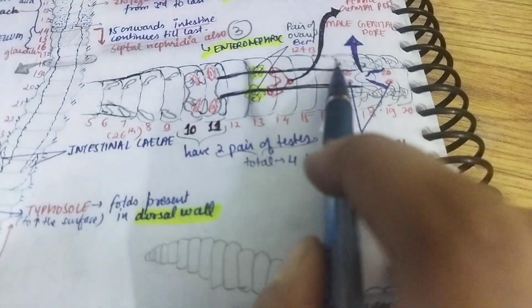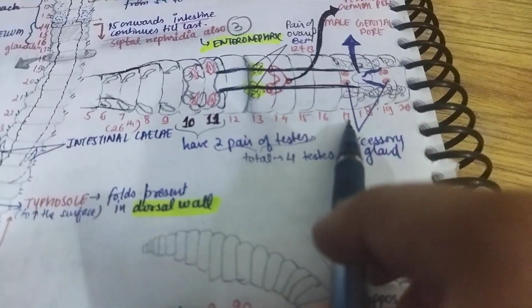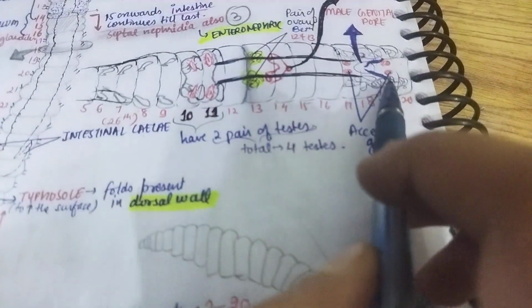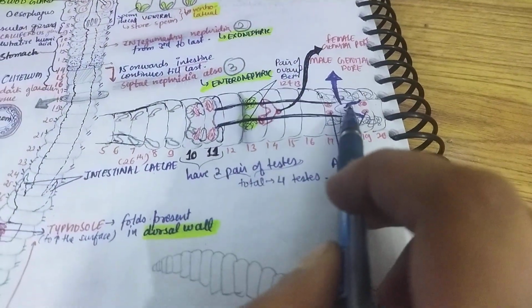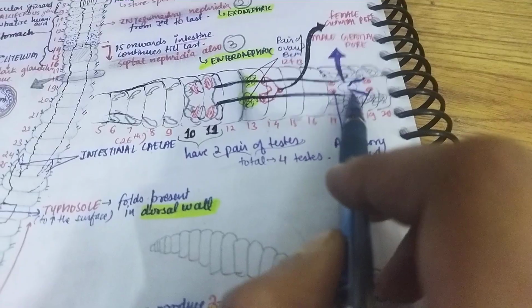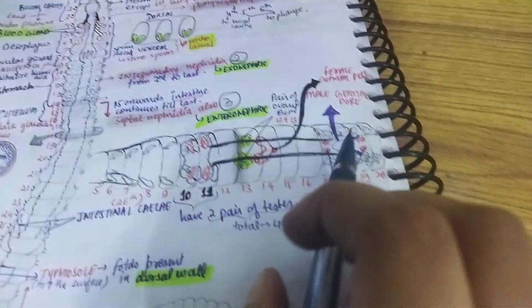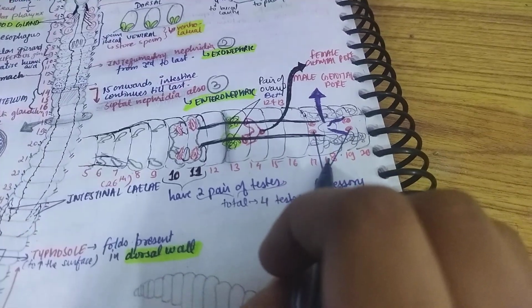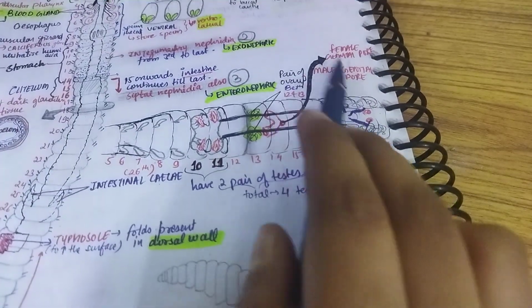Then the 18th segment has the prostate gland and some accessory glands. Accessory glands in the 17th and 19th segments, there are 2 pairs, that means a total of 4 accessory glands. Then the total excretion comes out through the male genital pore, which is present in the 18th segment, where the vas deferens ends. So in the 18th segment there is the male genital pore, and as I told you, in the 14th segment the female genital pore.